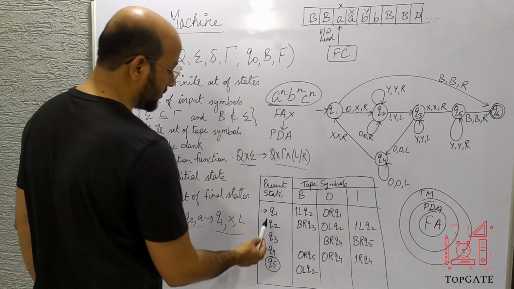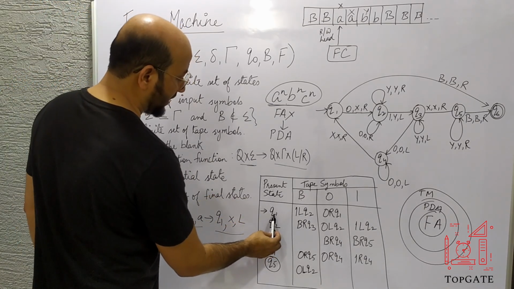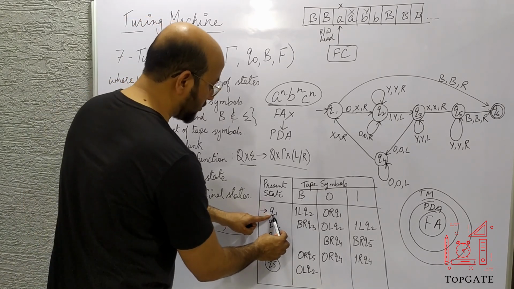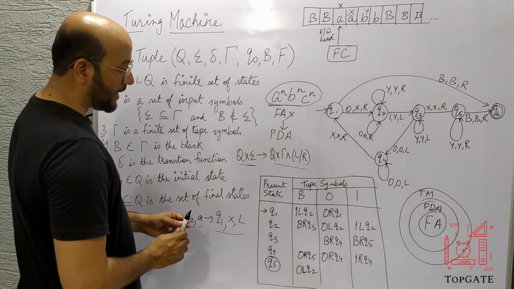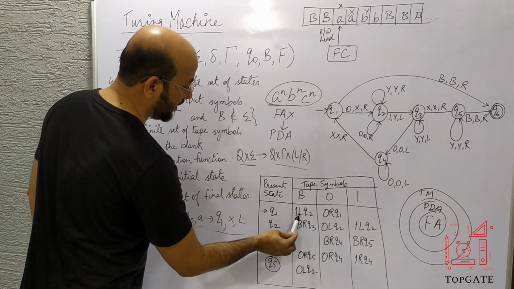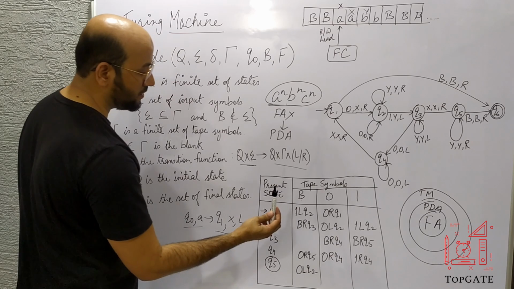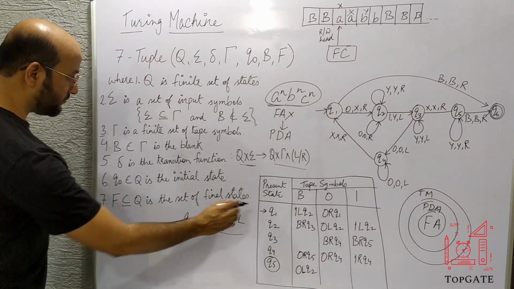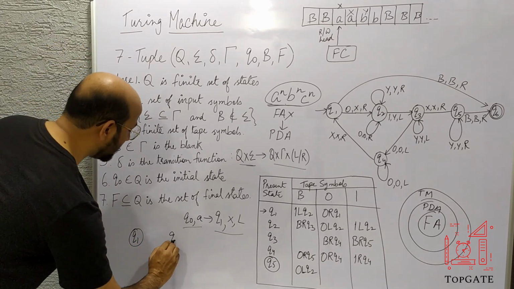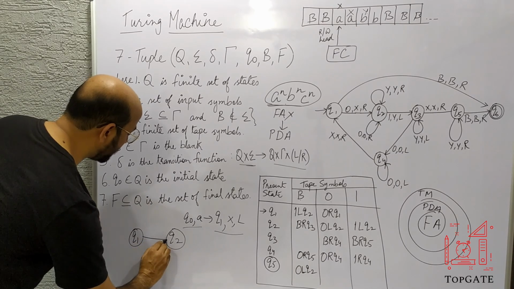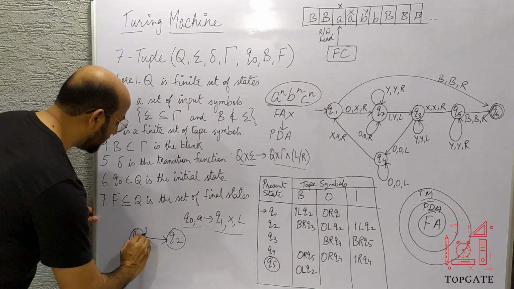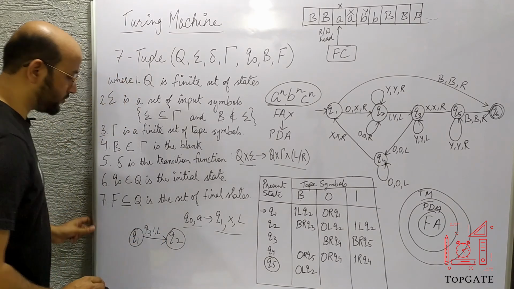So how do we read this? Suppose we are at state Q1, and we make a transition from state Q1 to Q2. The input will be B, this B will be changed to 1, and the direction of the read write head will be L. So how do we make this? I'll make a state Q1 and a state Q2, and there is a movement from Q1 to Q2 labelled B, 1, L. So this is the transition.